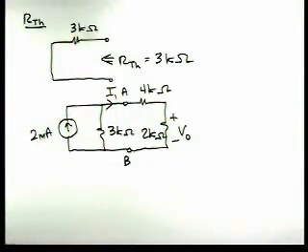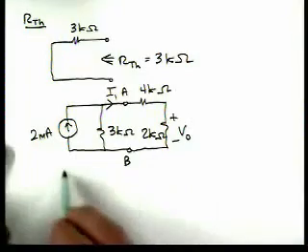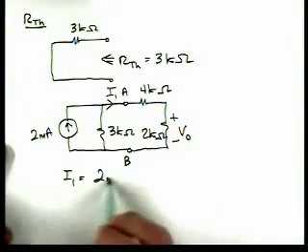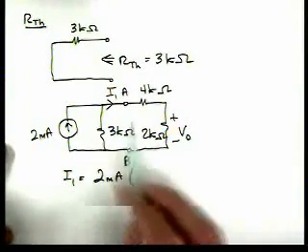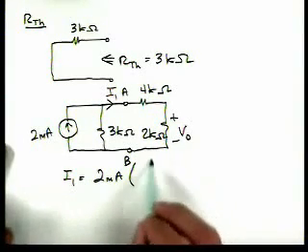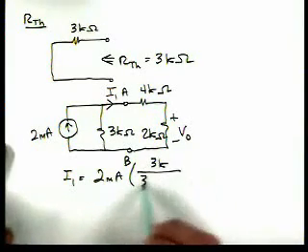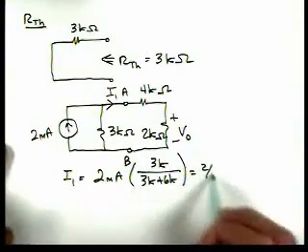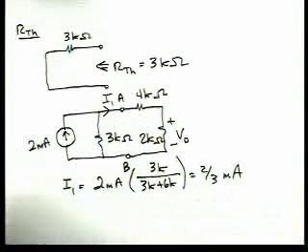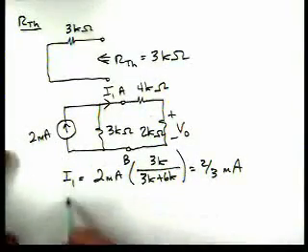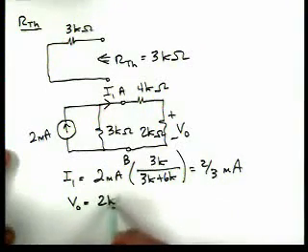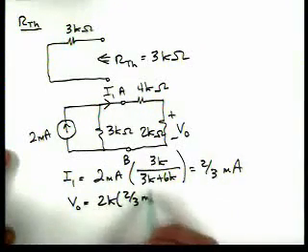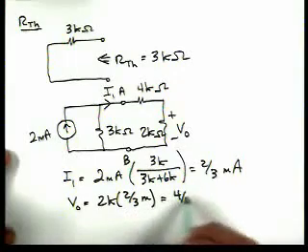Now I want to calculate the current I1 using current division. I1 is 2 milliamps, and we want the current through this outside loop, so we have 3K over 3K plus 6K, which gives us 2/3 of a milliamp. So then V0 is 2K times 2/3 of a milliamp, and that gives us 4/3 of a volt.